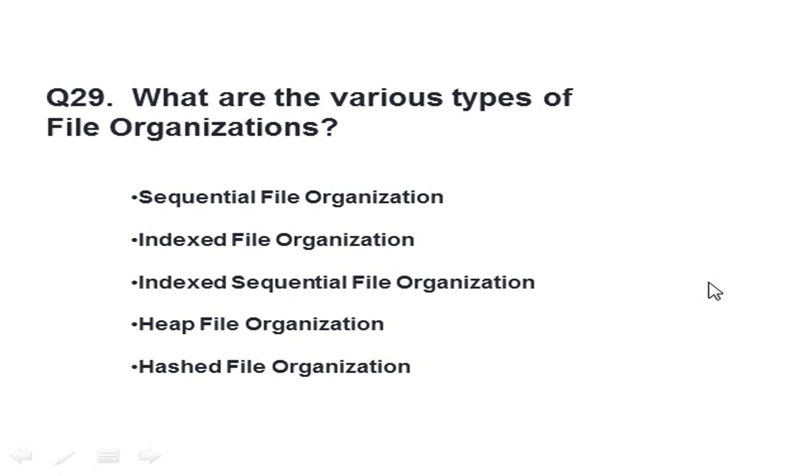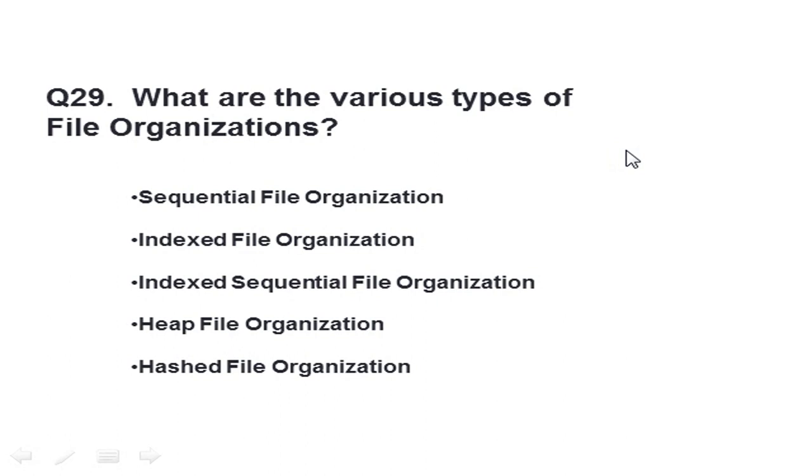File organization refers to the way or manner in which your records are arranged in the database and how you are accessing these records. All those concepts come under file organization. For example, if you are using sequential file organization, the records are stored in a sequential manner, that is one record after another record.